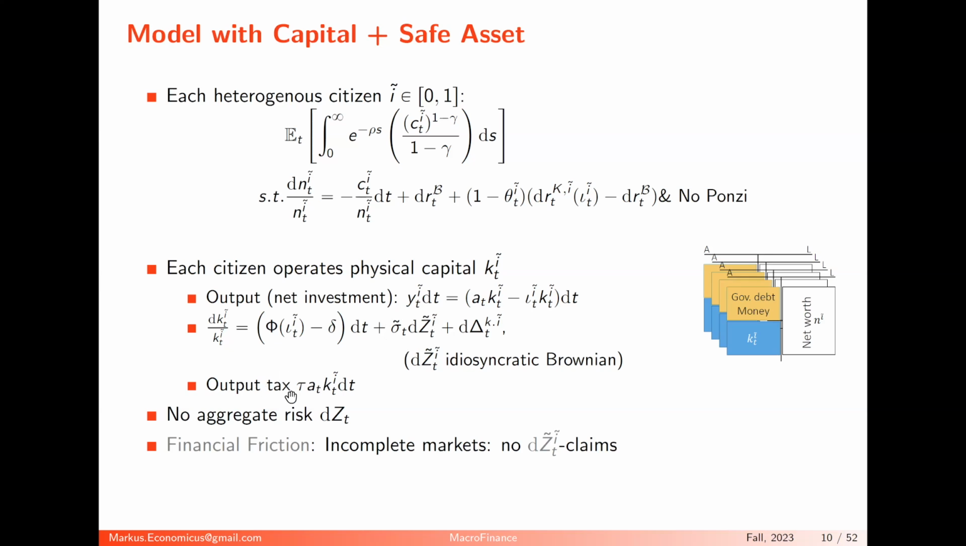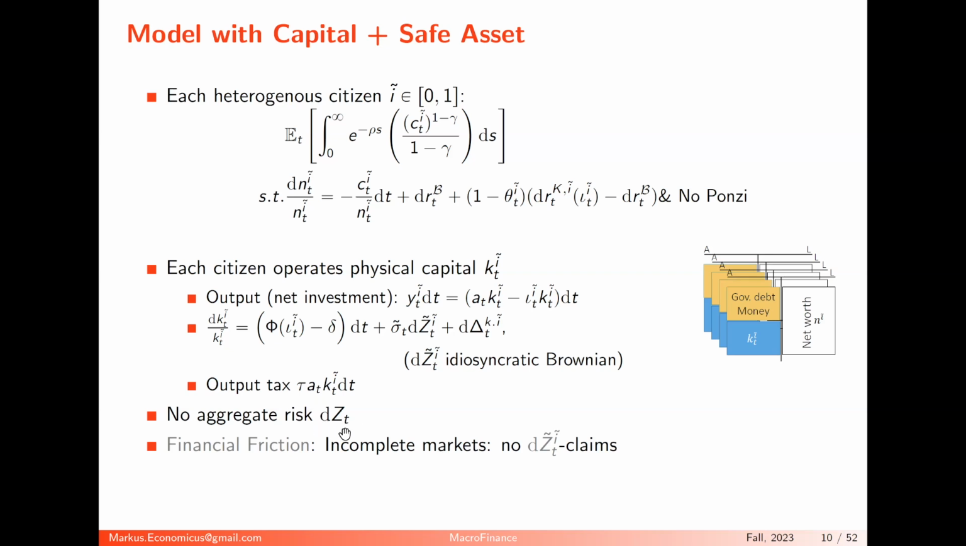And then there's a tax. Tau is a tax, how much you tax output. So output is taxed here, and it's proportional to K as well. And that's where the government comes into play. The next slide will be all about the government, but we have a tax here as well. And there's no aggregate risk, so there's no dZ. We will do this next time.